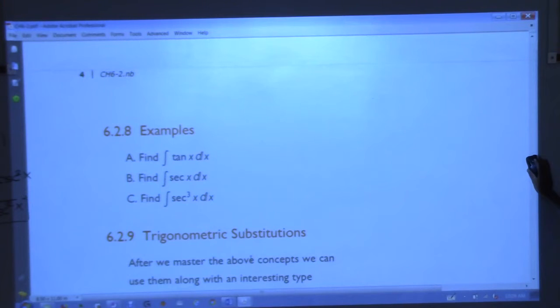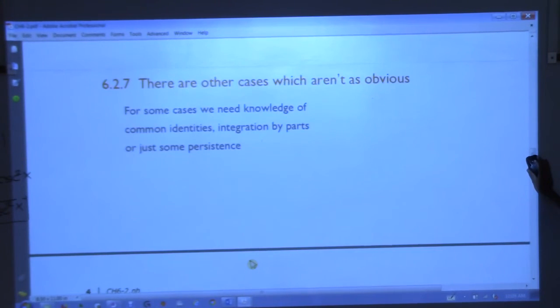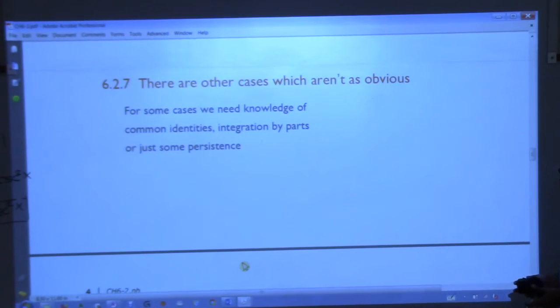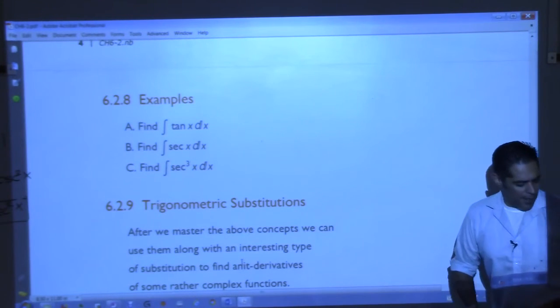All right, so here are some unusual problems. I say here, there are other cases which aren't as obvious. For some cases, we need knowledge of common identities, integration by parts, or just some persistence. So look at these three. They look very unassuming.